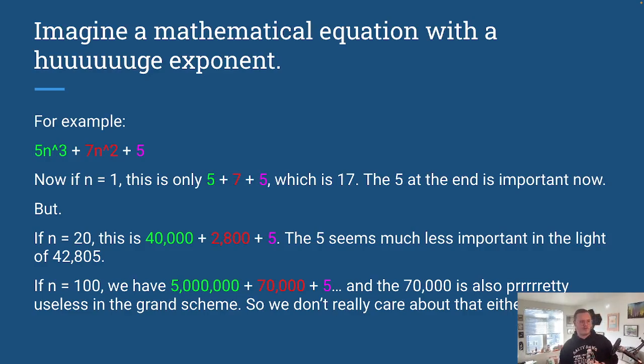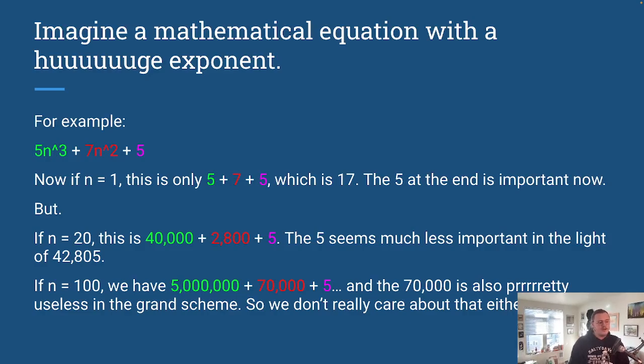So I want you to imagine a mathematical equation with a huge exponent, okay? So for example, 5n cubed plus 7n squared plus 5, okay? So now if n equals 1, this is only 5 plus 7 plus 5, which ends up being 17. The 5 at the end here is kind of important right now, right? The difference between 12 and 17 is actually pretty significant, right? 12 is just shy of 2/3 of 17, so that's a pretty big difference between the two. But if n equals 20, suddenly this is 40,000 plus 2,800 plus 5, right? The difference between 42,805 and 42,800, they look basically the same, right?